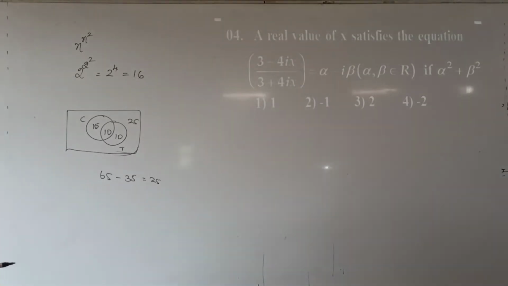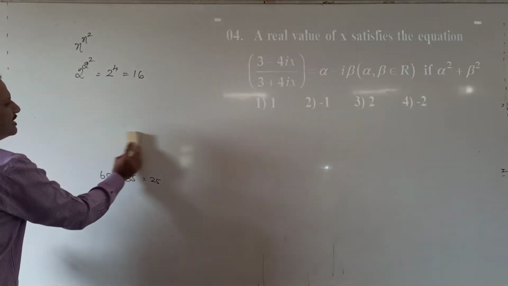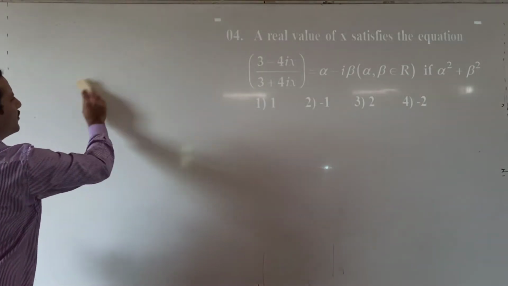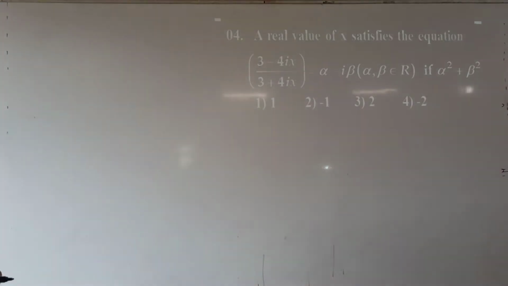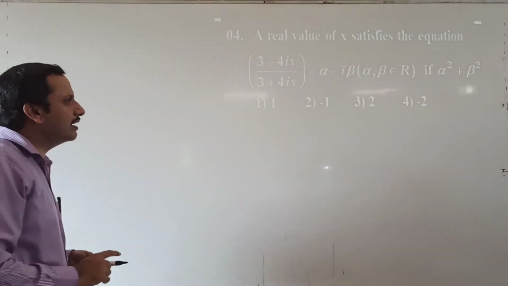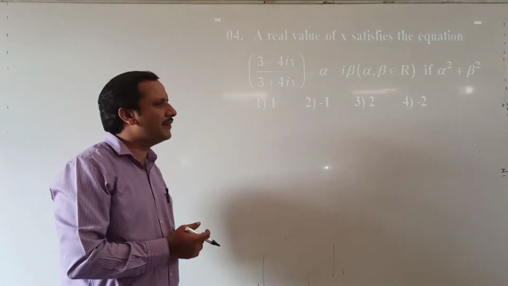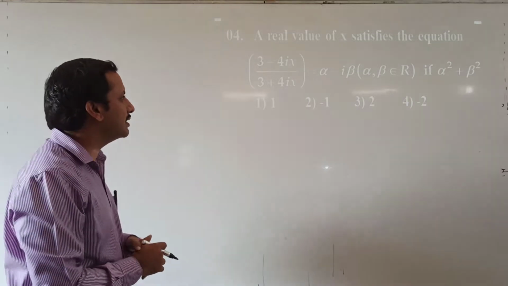Let's look at fourth question. A real value of x satisfies the equation (3 minus 4ix) by (3 plus 4ix) is equal to alpha minus i beta, where alpha and beta are real numbers. If alpha square plus beta square is equal to 1.